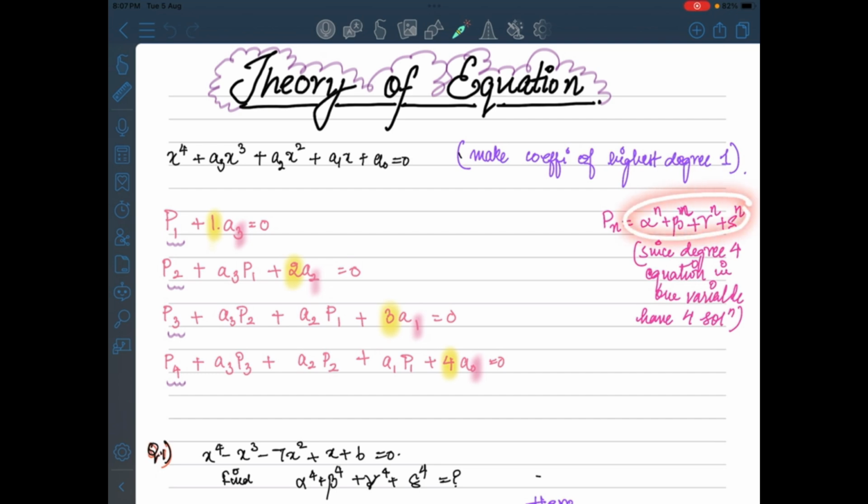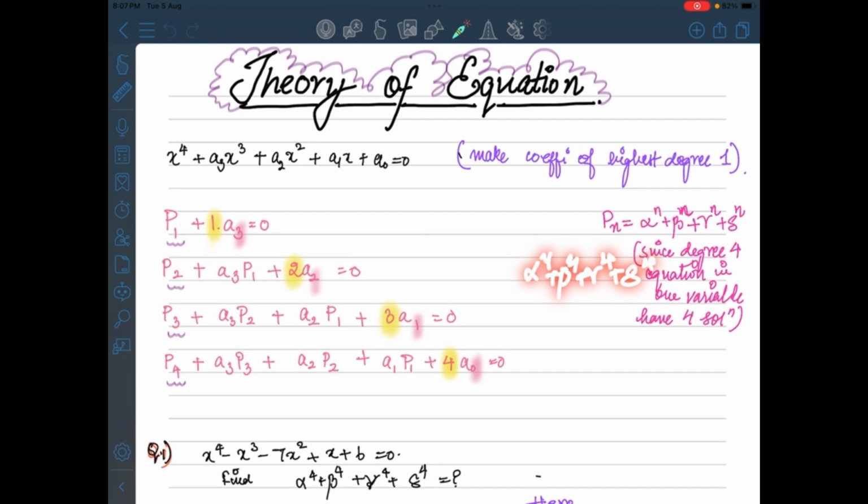And if they ask me something like this. Now for this particular example, try to understand. Over here I have a 4 degree equation, so it will surely have 4 roots. Over here we don't bother about whether the roots are real or imaginary. It will have 4 roots in a complex system. Now what happens over here is, if I ask you what is alpha power 4 plus beta power 4 plus gamma power 4 plus delta power 4.